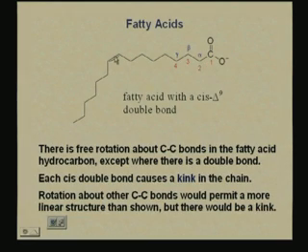So, you have what is called a kink in the chain. Instead of having a normal long chain and free rotation about the single bonds, each cis double bond causes a kink in the chain. If I had another cis double bond at this position, this part of the chain would fold back. So, I have a kink in the structure due to the fact that I have double bonds in the hydrocarbon chain.